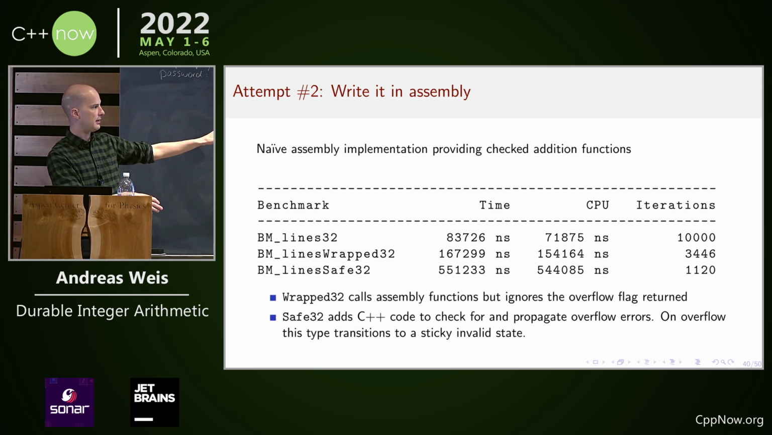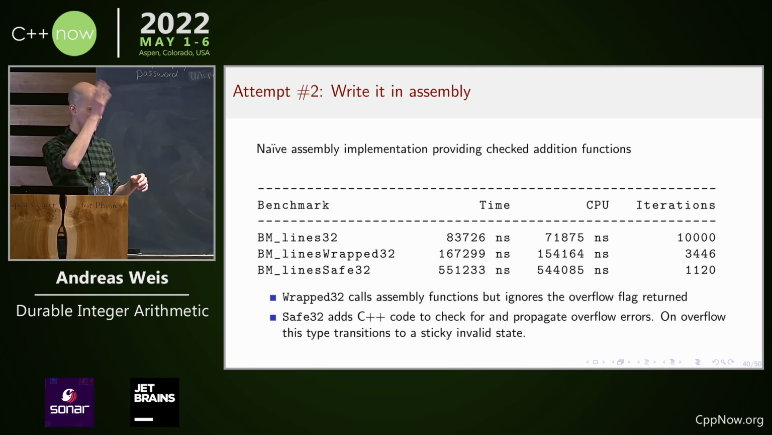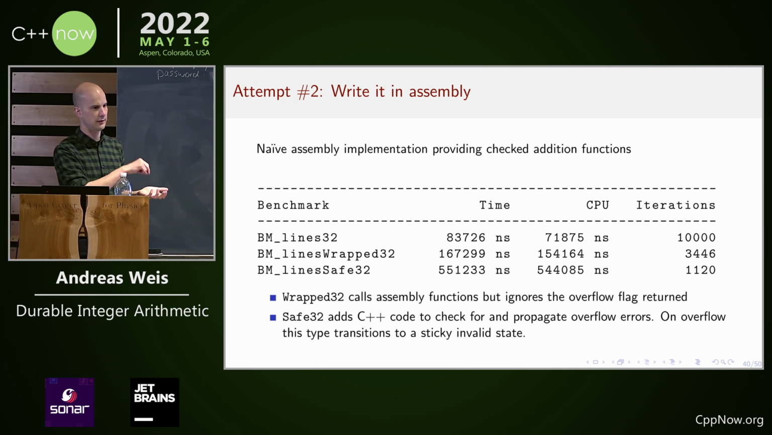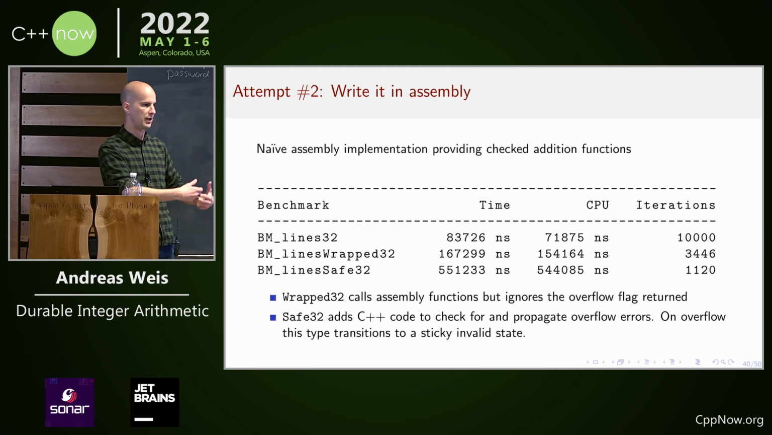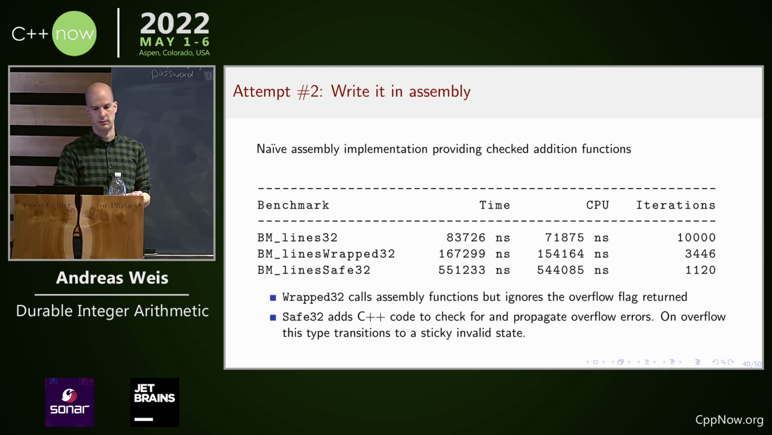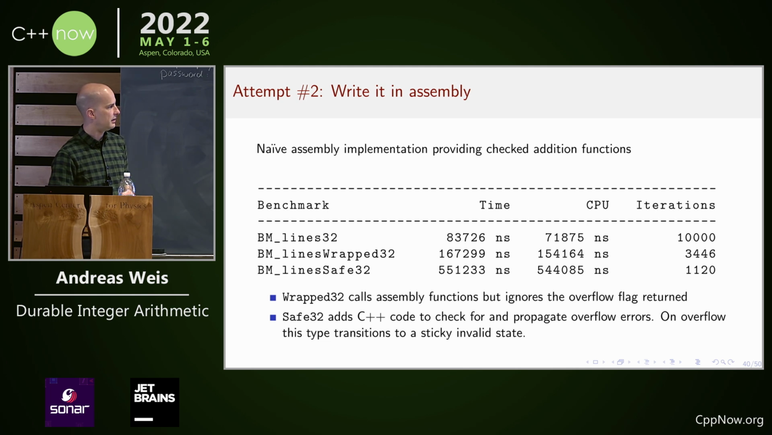And the third line is where I'm now also checking for the overflow and have all of this code that says in case there was an overflow, please set the integer value to an invalid state so that we can continue safely, and then the invalid state just propagates through the following operations. Exactly, and as you can see, it's a lot slower than the built-in ones.